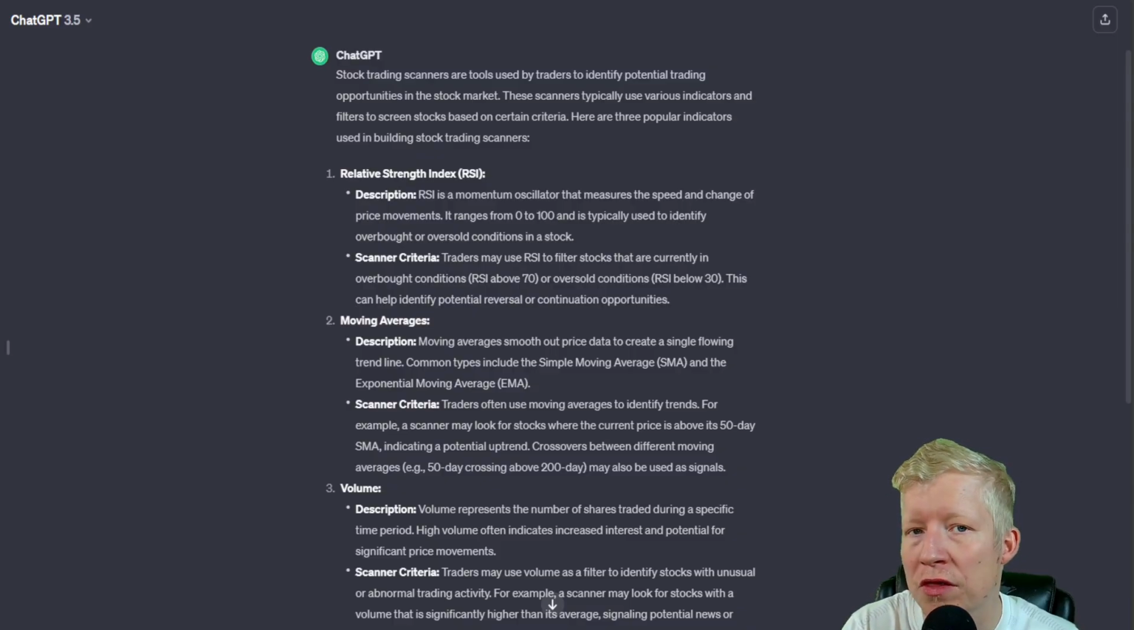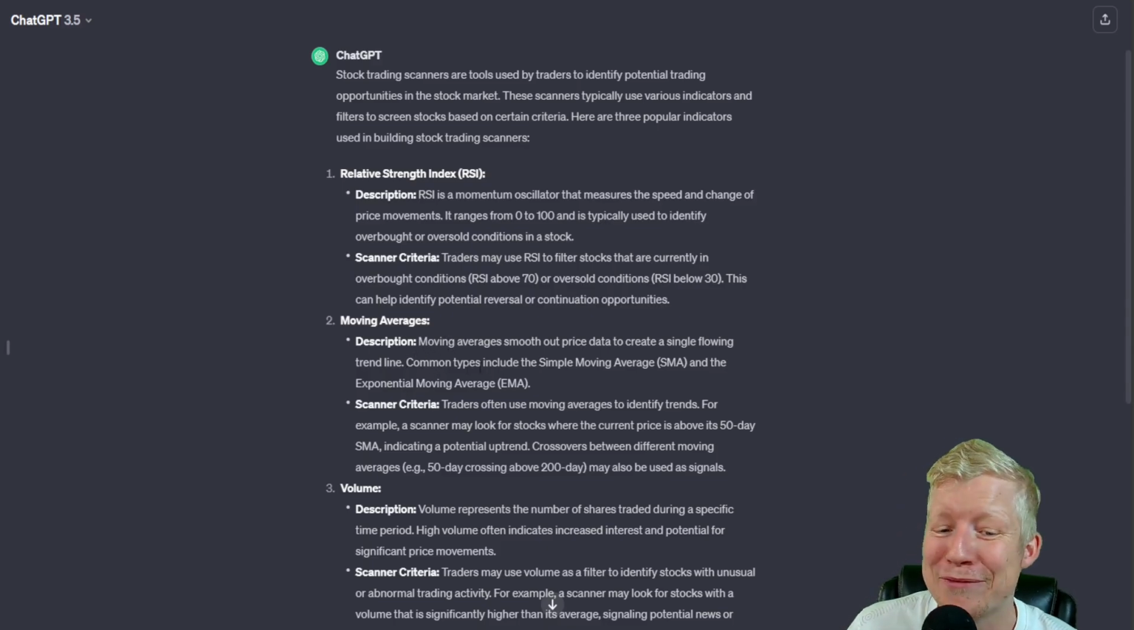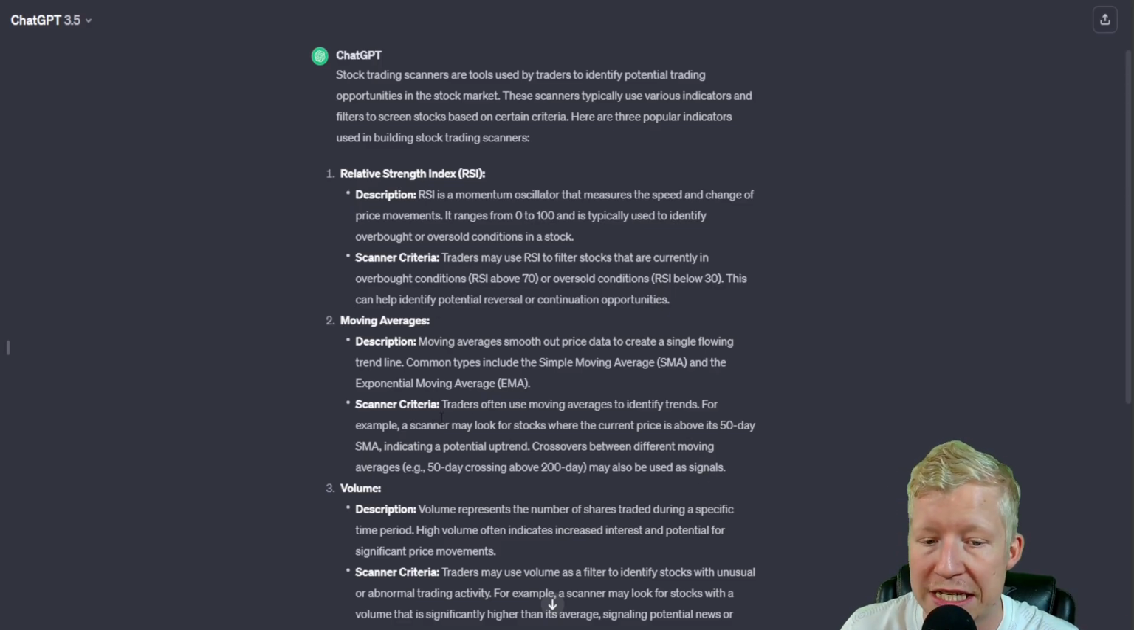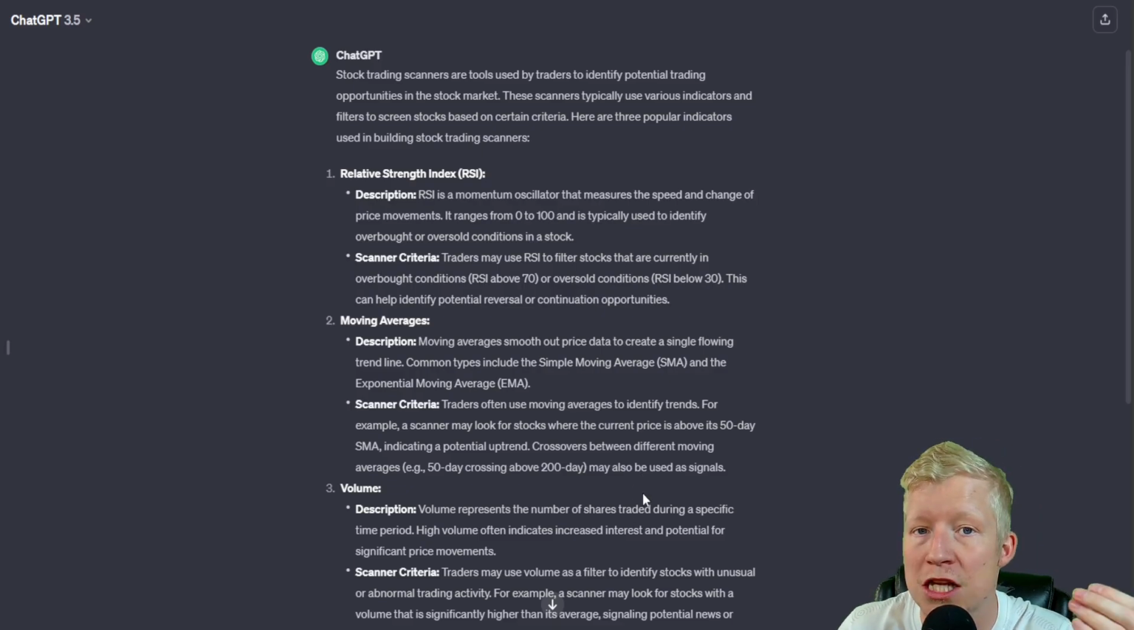The second scanner on the list has to deal with moving averages. Moving averages smooth out price data to create a single flowing trend line. It's a really intricate way to describe a moving average. I've never heard it described that way. Common types include the SMA and the EMA. Scanner criteria: traders often use moving averages to identify trends. For example, a scanner may look for stocks where the current price is above its 50-day SMA, indicating a potential uptrend. Crossovers between different moving averages may also be used as signals. So we got two different scanners to build once again from this scanner criteria: both price closing over a moving average, and moving averages of two different lengths crossing each other.